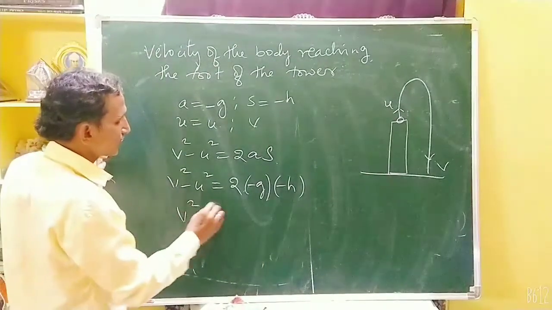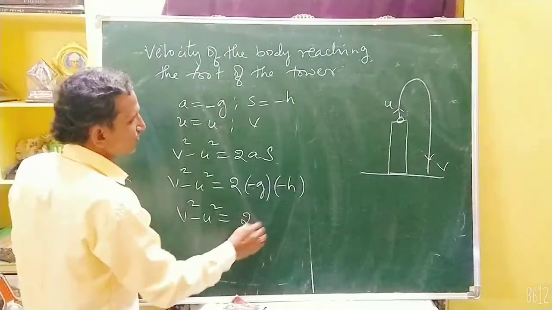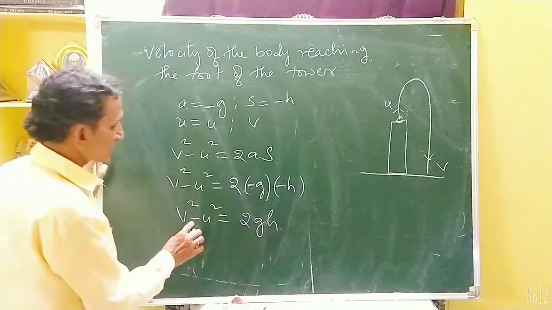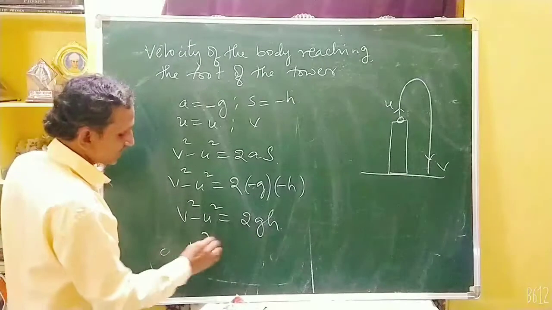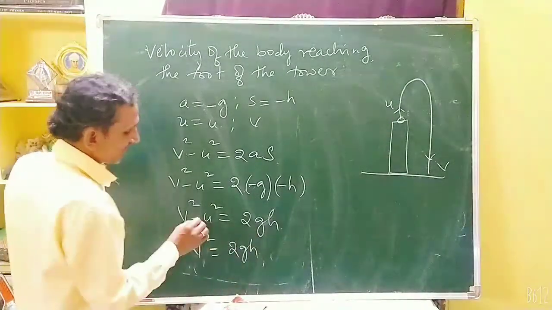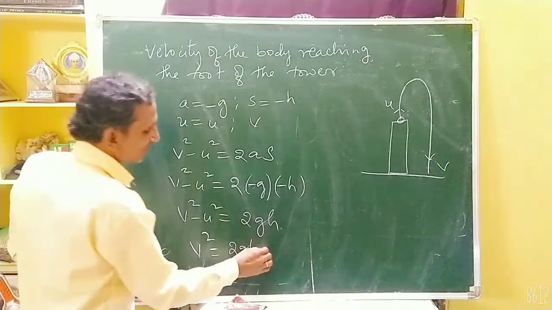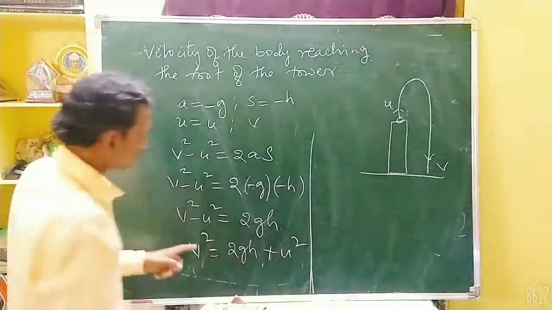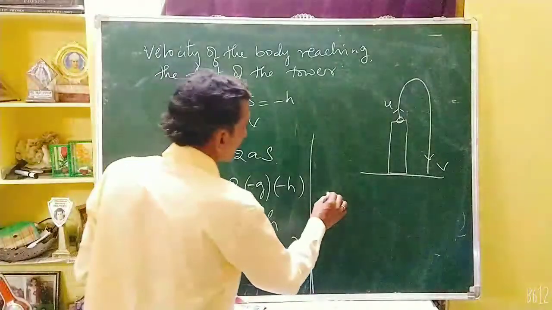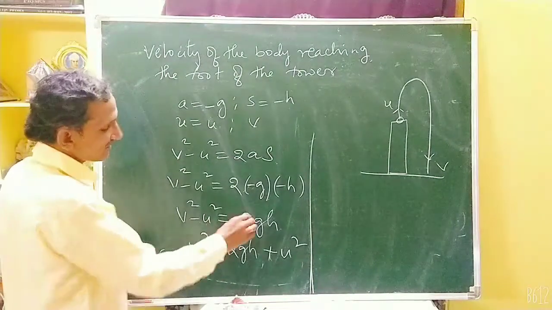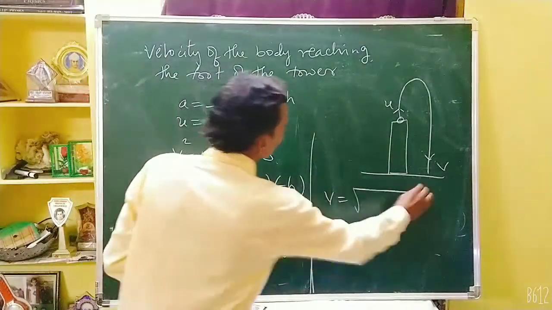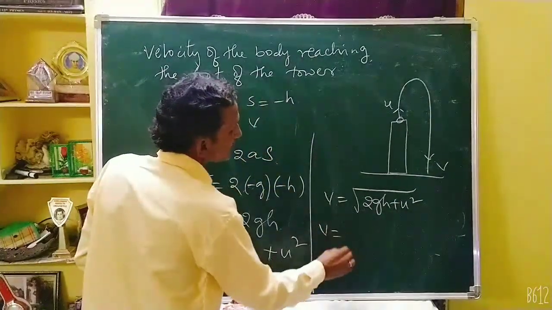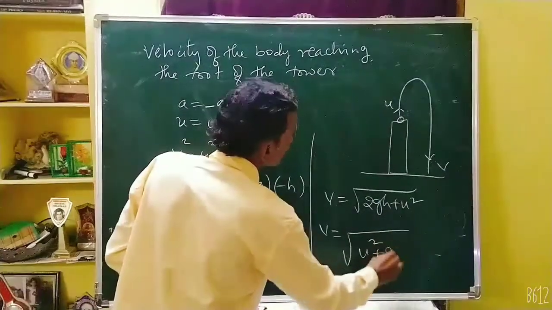So v square minus u square is equal to, minus into minus is plus, it is 2gh. Now take this minus u square to the other side. So v square is equal to 2gh plus u square, as minus u square taken to the other side becomes plus u square. Now taking the square root on both sides, the square root gets cancelled over here, and on the other side we have the square root. So v is equal to under root of 2gh plus u square. If I write in the proper order, v is equal to under root of u square plus 2gh.